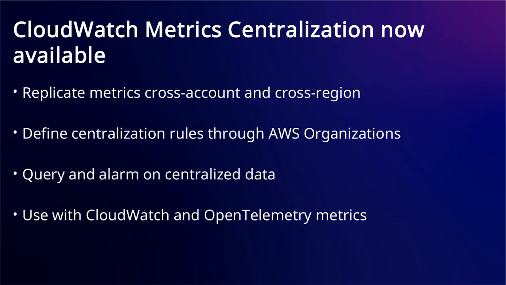Enterprise teams operating across multiple accounts and regions need a unified view of operational health across their infrastructure. Without centralization, you must access metrics individually from each account and region, making it difficult to monitor, set alarms, and maintain compliance at scale. CloudWatch Metrics Centralization addresses this by letting you replicate metrics cross-account and cross-region into a single destination account. You can define centralization rules through AWS Organizations that automatically replicate metrics from source accounts and regions. Once centralized, you gain full ownership of the data to query and alarm on centralized data from a single location.